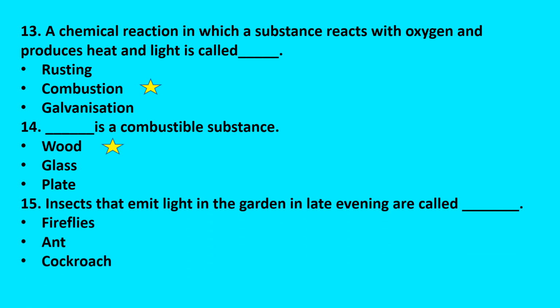Question number 15. Insects that emit light in the garden in late evening are called fireflies or cockroaches. The insects that give out light in the garden in the late evening are called fireflies. So here the correct answer is fireflies.